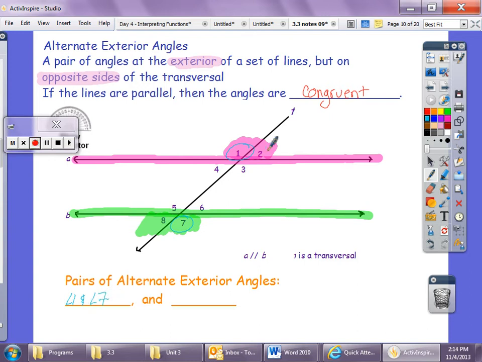And then we have angle 2 and angle 8. Angle 2 and angle 8. They are alternate exterior angles. They are on the outside and on the opposite sides of the transversal.